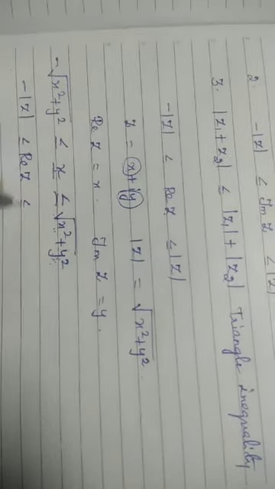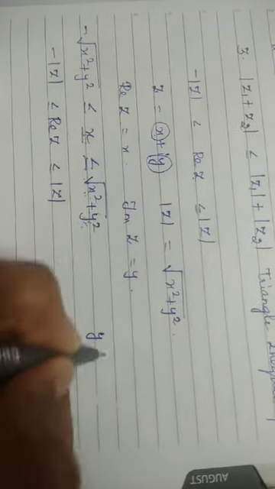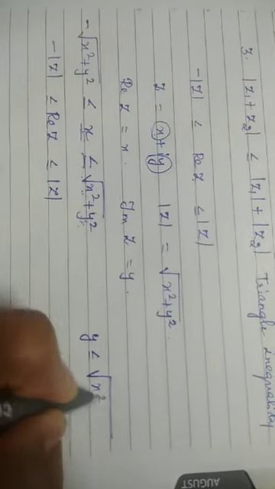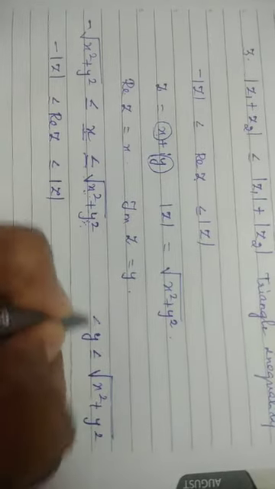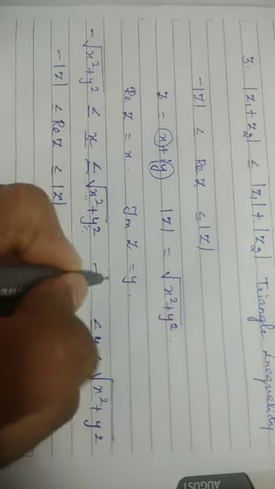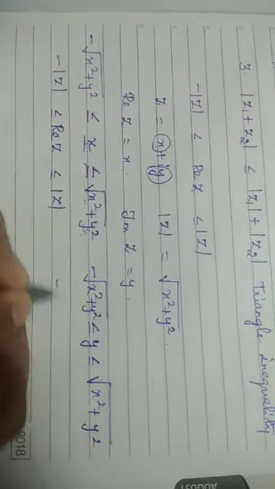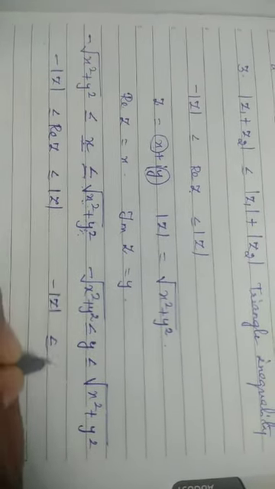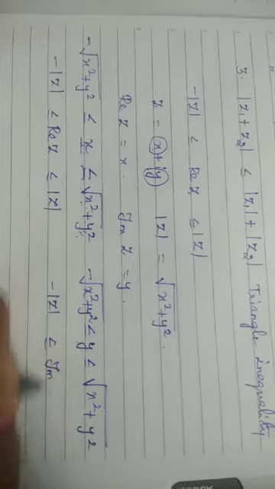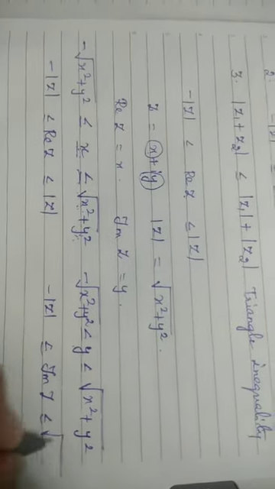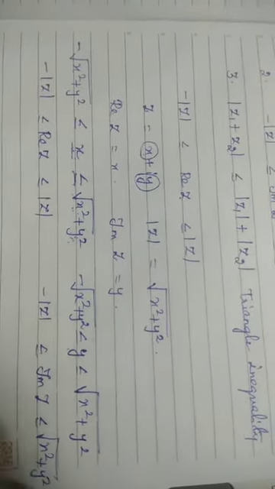So we will get minus mod Z is less than or equal to real part of Z less than or equal to mod Z. Similarly, you can say y is also less than or equal to root of x squared plus y squared, and which is greater than or equal to minus root of x squared plus y squared. So which is nothing but minus mod Z less than or equal to y, the imaginary part of Z, less than or equal to root of x squared plus y squared. So this is how the first two inequalities hold.